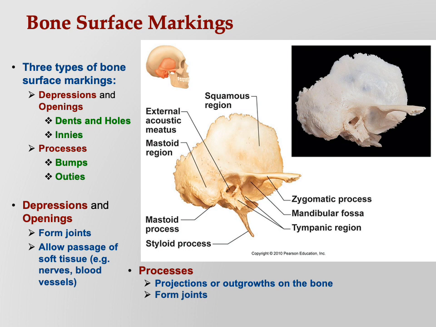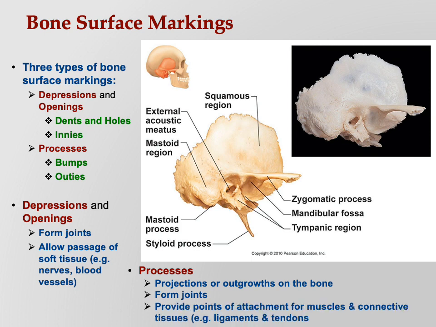So in other words, the process of one bone fits together into the depression of another bone, and that will form a joint. In addition to that, though, a lot of the processes are points of attachment for muscles and connective tissue like ligaments and tendons. Bones don't move themselves. In order to move a bone, a muscle has to move it. And in order for a muscle to move a bone, it has to be attached to a bone. So the processes in many cases are places where the muscles attach.